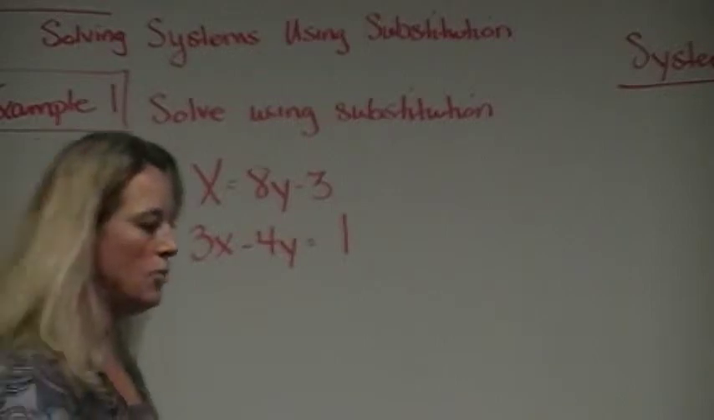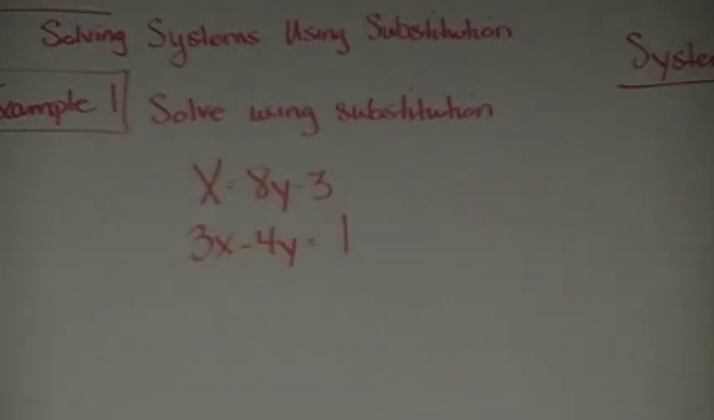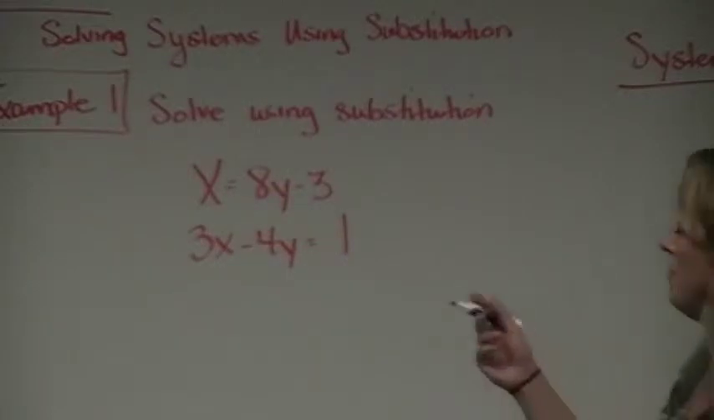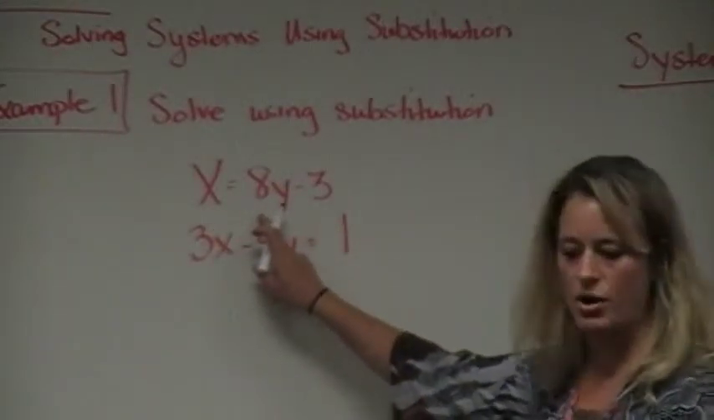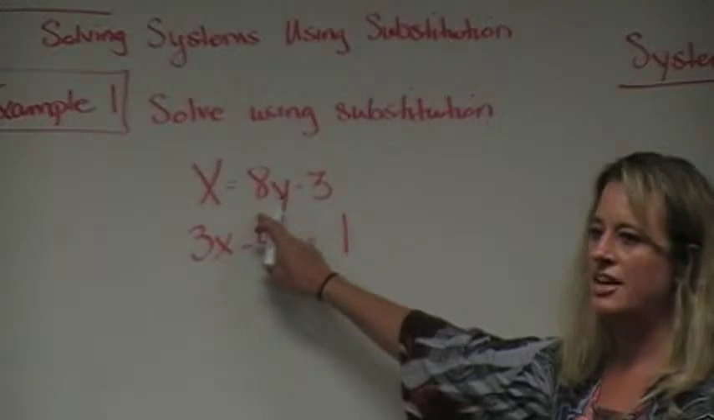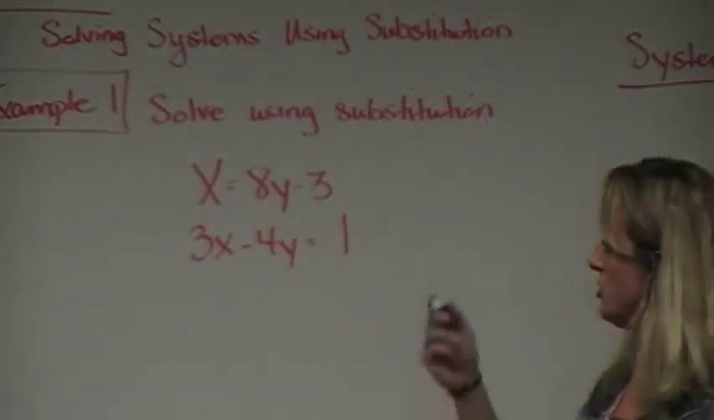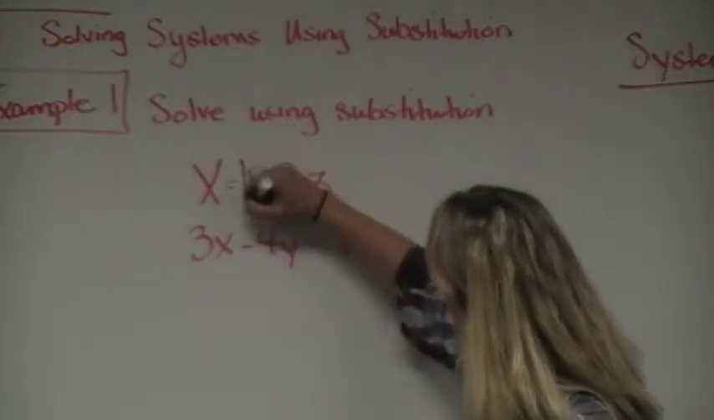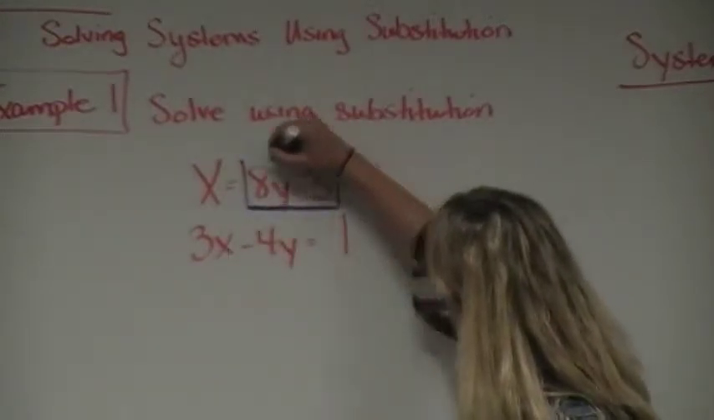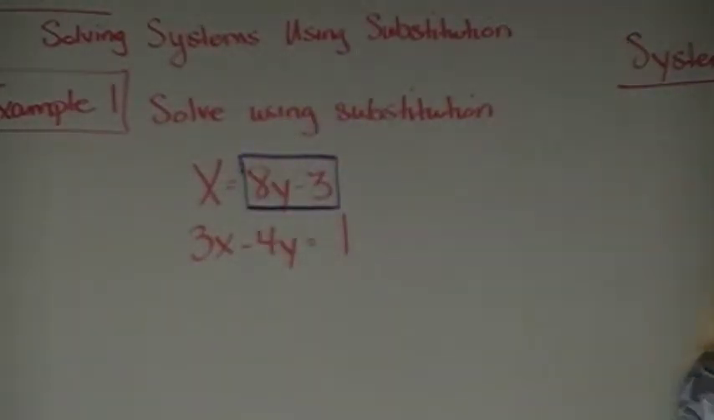Now, this is what I want to do. I want to use a different color. Again, you guys don't have different colored pencils in front of you, but I want to show you. Since x is equal to 8y minus 3, I can replace x with the expression 8y minus 3. So I'm going to take my purple here. I'm going to identify what x is equal to. That expression 8y minus 3 is then going to take the place of x.